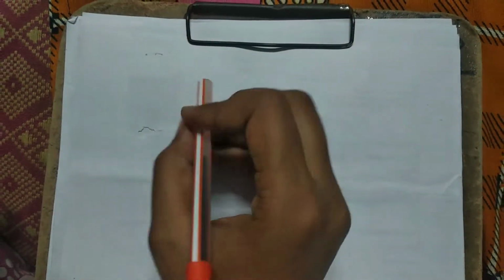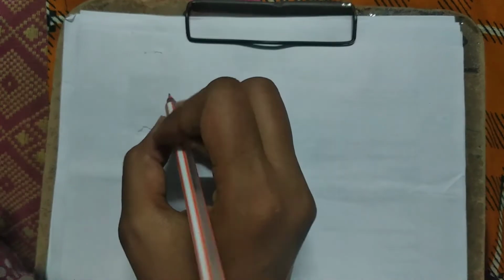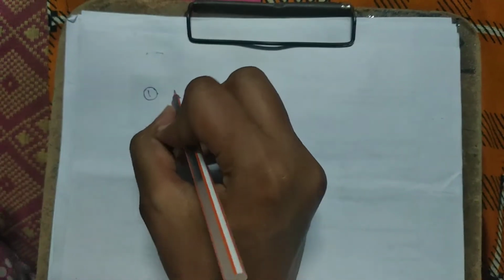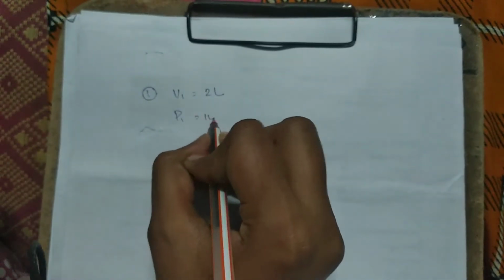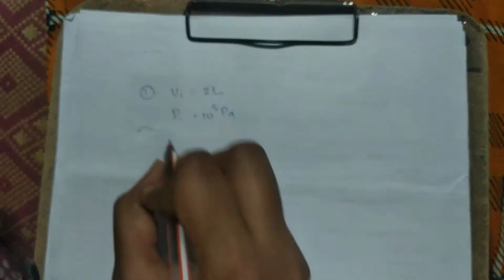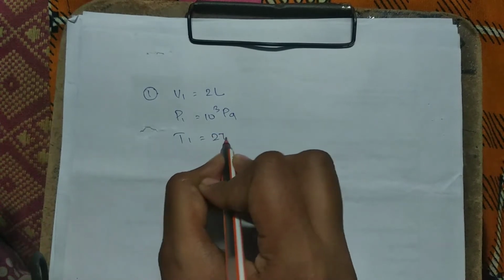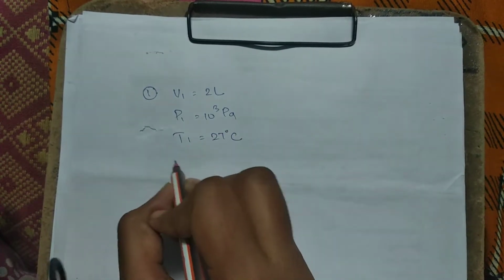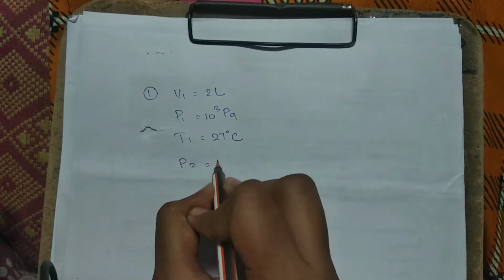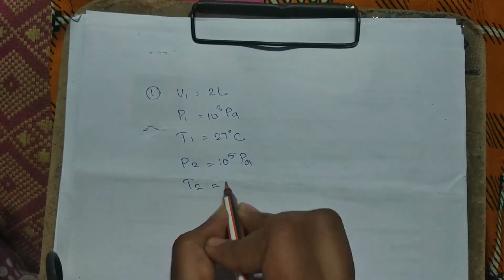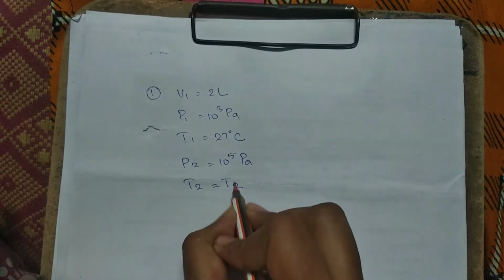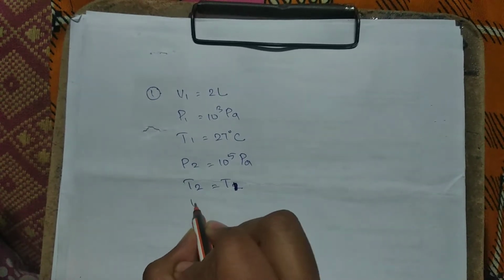In today's class, we will do some problems on gaseous state. So first question, the given values are V1 is equal to 2 liters, P1 is equal to 10 to the power of 3 pascals, and T1 is equal to 27 degree Celsius. P2 is equal to 10 power 5 pascals, and T2 is the same as T1. T2 is equal to T1 and V2 is equal to what? This is what we need to find out.